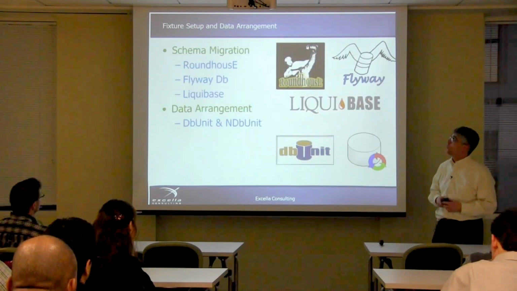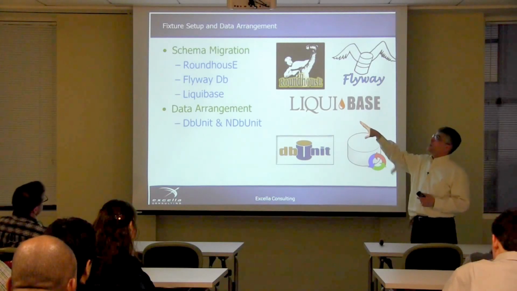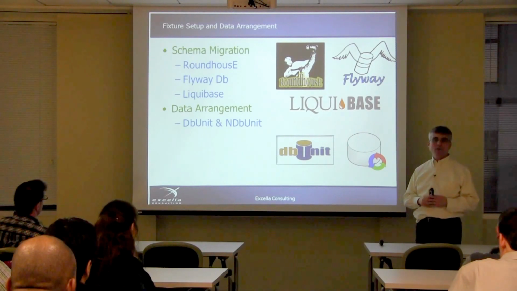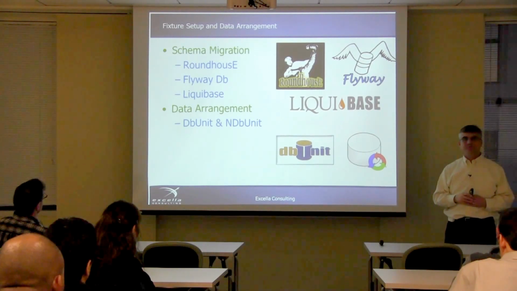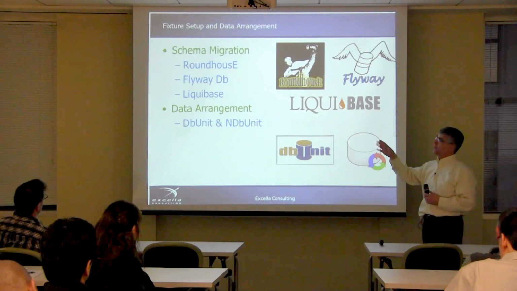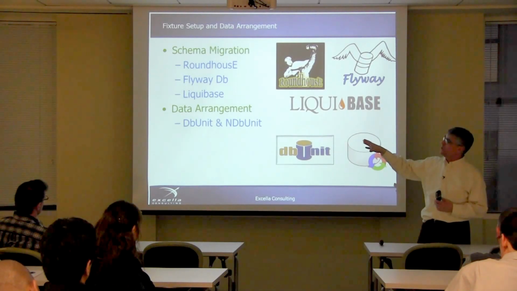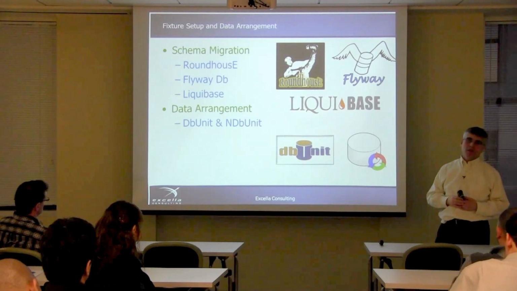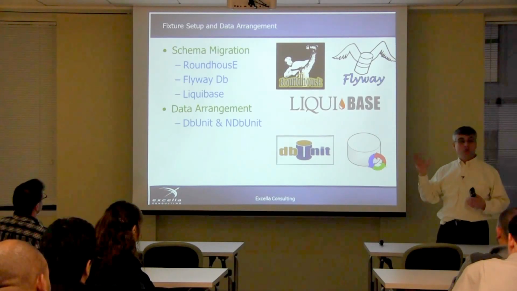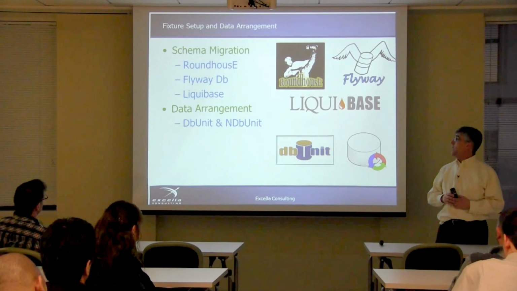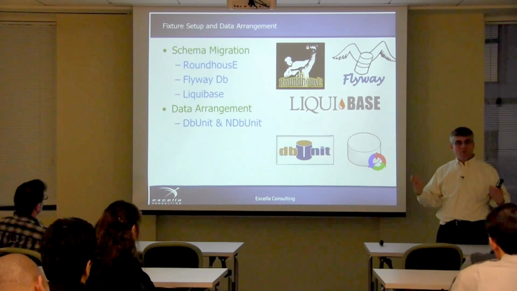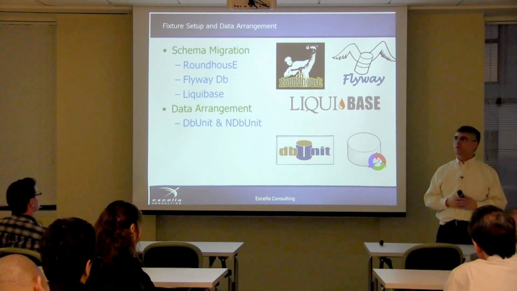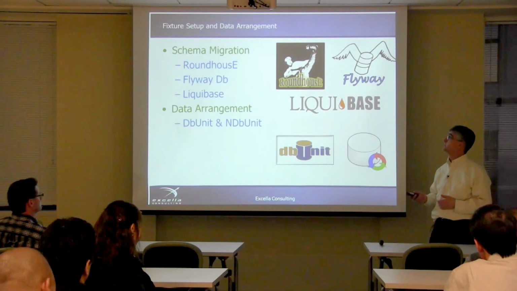So let me show you some tools to be able to do that. I talked about the schema migration tools like Roundhouse, FlywayDB, Liquibase are commonly used. And on the data arrangement side, there are tools called DBUnit in the Java world, very commonly used, and NDBUnit in the .NET world. These are the tools that I've used. And what these can do essentially is create a database in a known condition before your automated test runs.